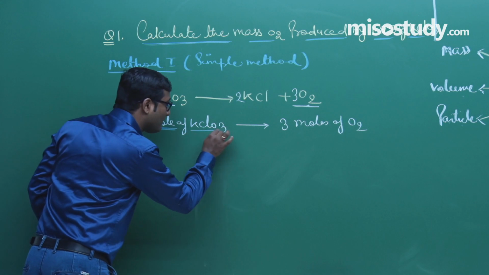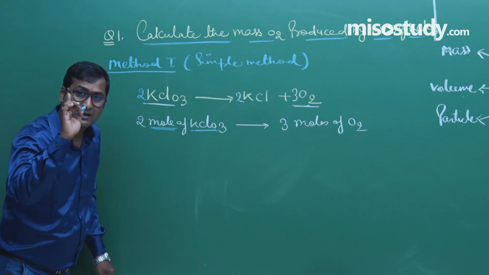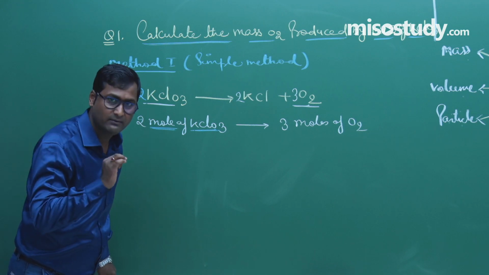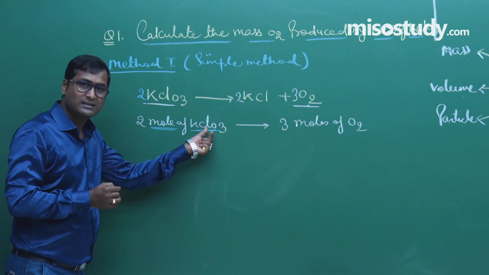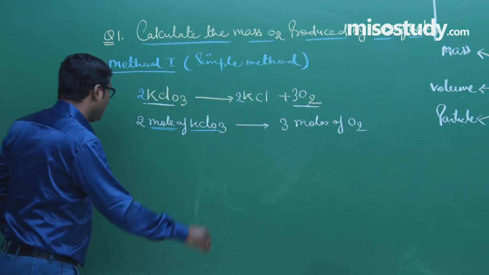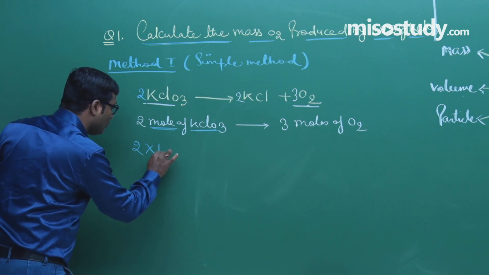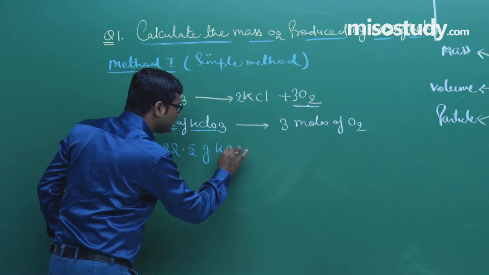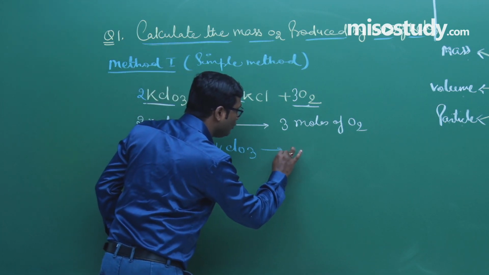What is the molar mass of KClO3? Sir, the molar mass of KClO3 is 122.5, because we know the atomic mass. After adding we can get the answer. So we'll write here 2 into 122.5 gram KClO3 gives you 3.